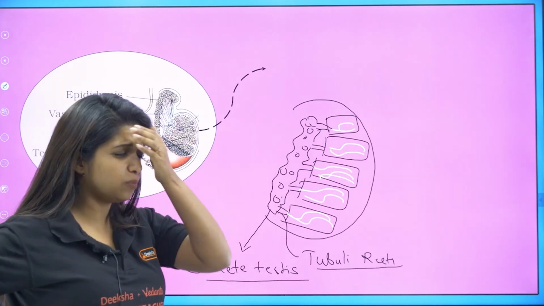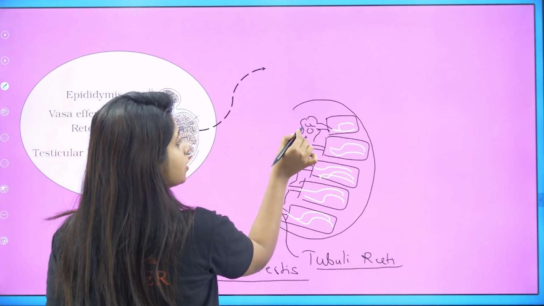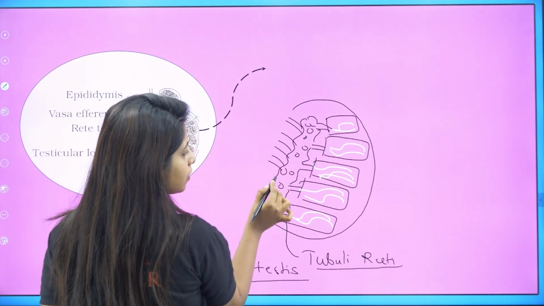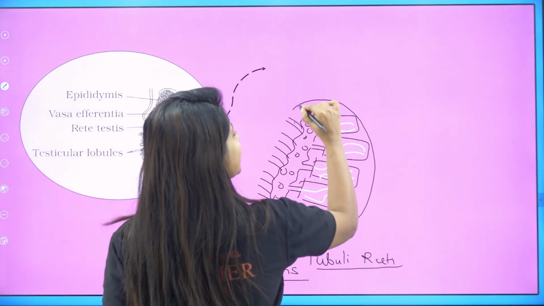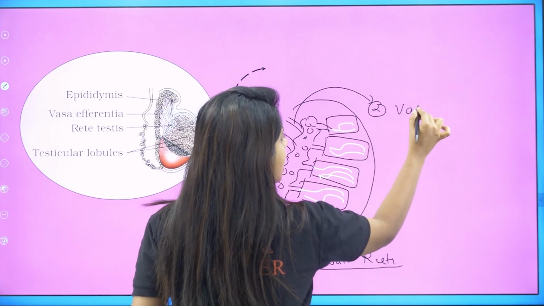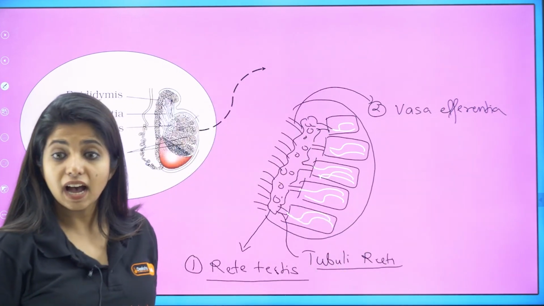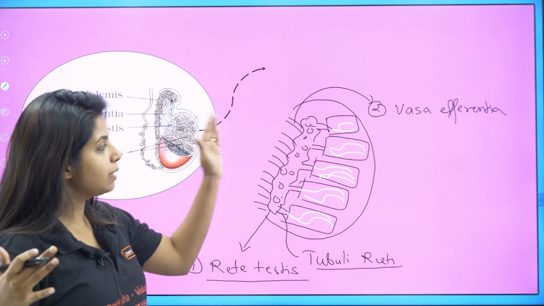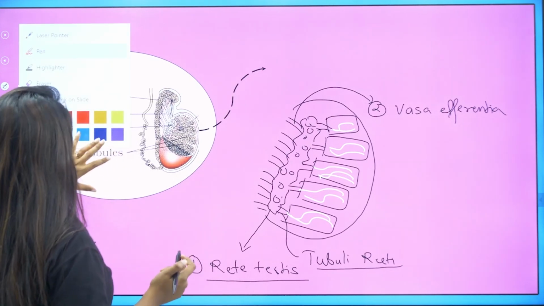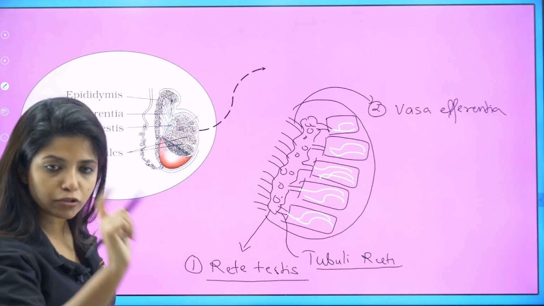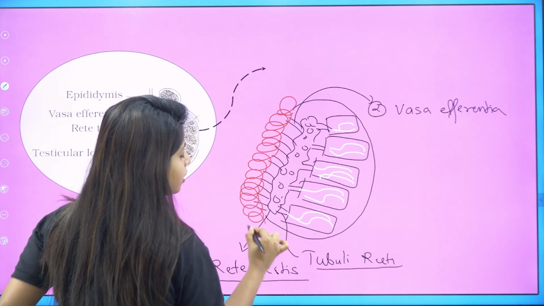Now rete testis says, oh my God, I cannot be within the testis, I have to go. So, my dear children, now comes the next duct which is going to take things outside the testis. And what is it? It is known as vasa efferentia. What do you call it? Vasa efferentia, E for exit. It helps in the exit of sperms. But then there's a twist. The body says, hey, you cannot go anywhere, you have to stay here. So basically the sperms are stored in the next duct for some time.